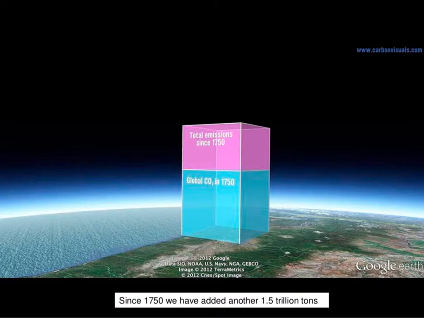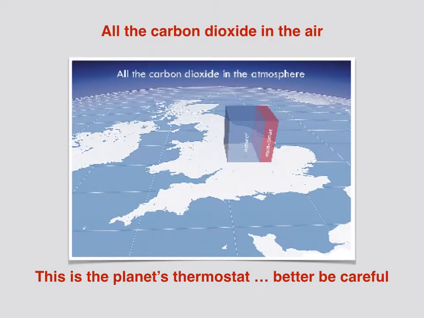Not all of it stayed in the air. Some goes in the ocean, some's taken up by plants, some goes other places. But this is a truly enormous change in the chemistry of the atmosphere that we've caused. If you put the modern quantity of carbon dioxide in a box, this is what it looks like. That's the part that existed before the Industrial Revolution. This is the part we've added that's retained in the atmosphere.